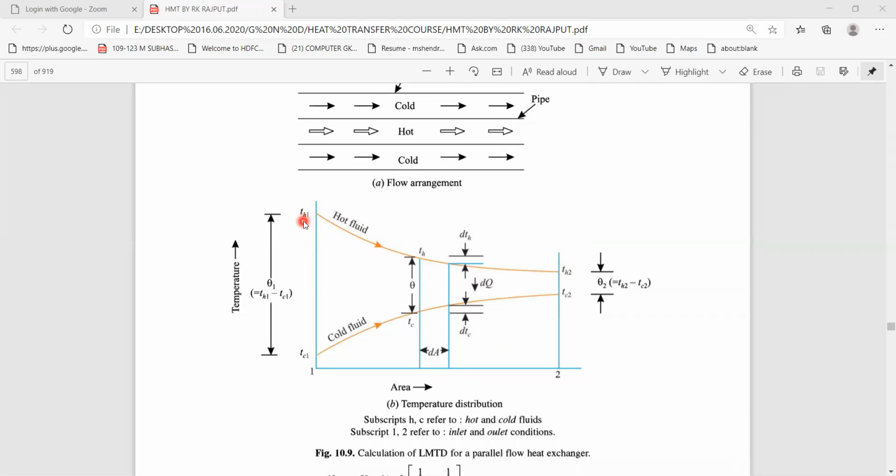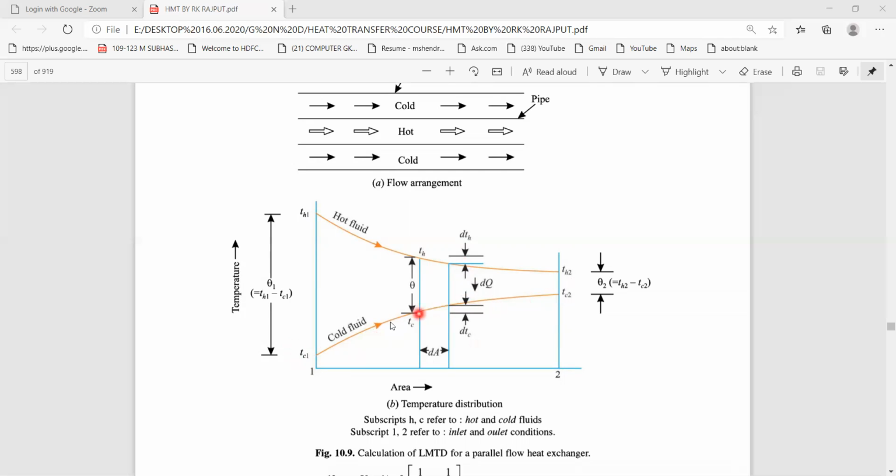TH1 is the inlet temperature of hot fluid and TH2 is the outlet temperature of hot fluid. Similarly, the direction of both hot and cold fluids is the same, from left to right. TC1 is the inlet temperature of cold fluid. As it moves from inlet to outlet, it absorbs heat from the hot fluid, so the temperature of the cold fluid gradually increases. So TC2 is more compared to TC1.